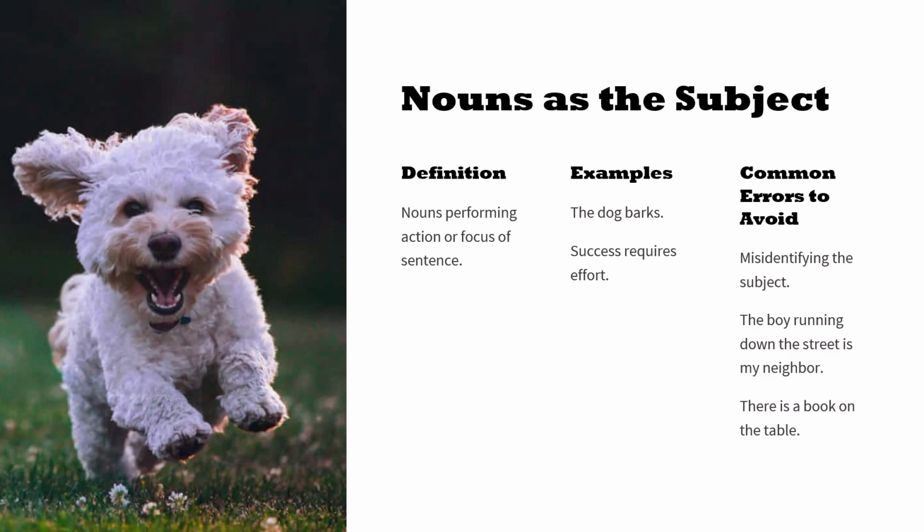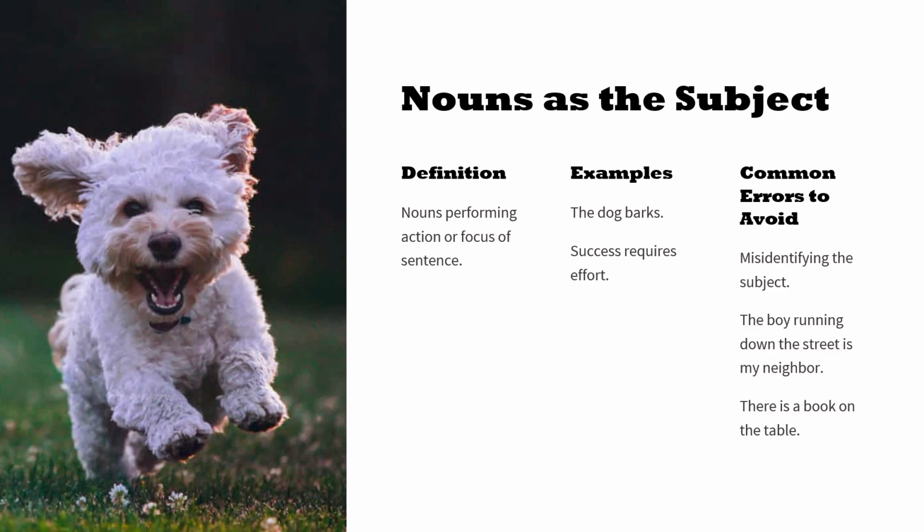So let's look at a few examples to illustrate this concept. The first one is: the dog barks. Here, the dog is the subject because it performs the action of barking. The next sentence is: success requires effort. In this sentence, success is the subject because it's the focus of the verb requires. So notice that the subject is always closely tied to the verb, as the two work together to form the core of any sentence. Okay, good. So now let's address a common pitfall: misidentifying the subject, particularly in complex sentences.